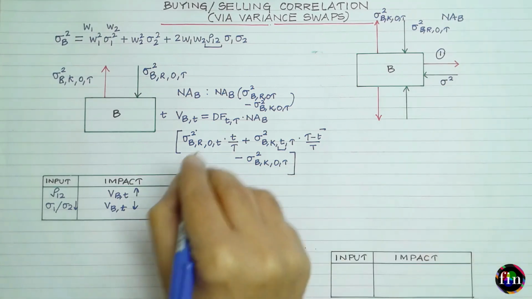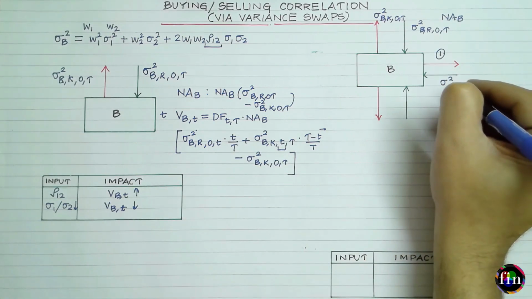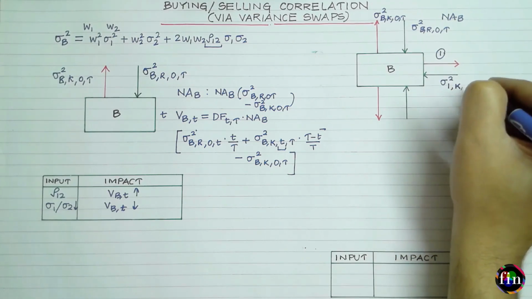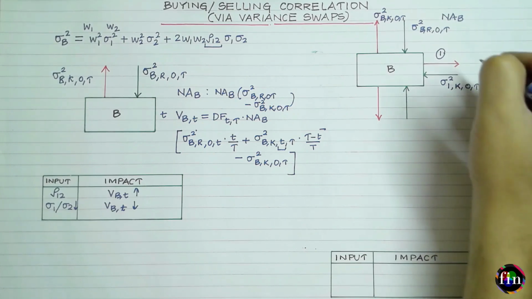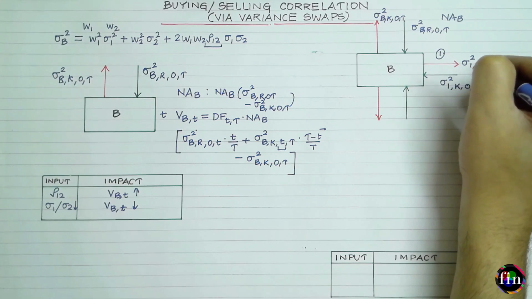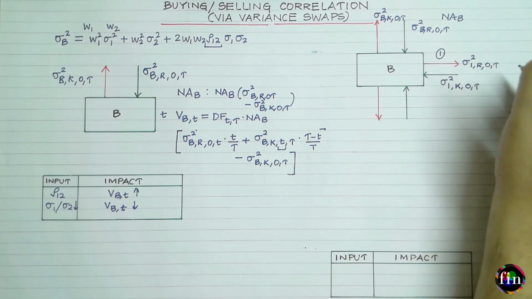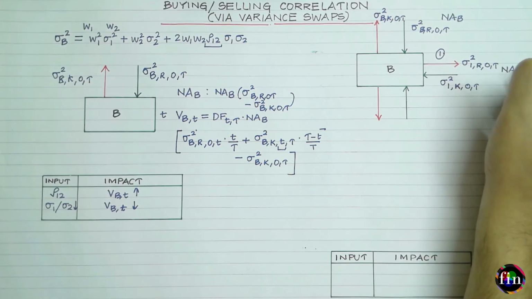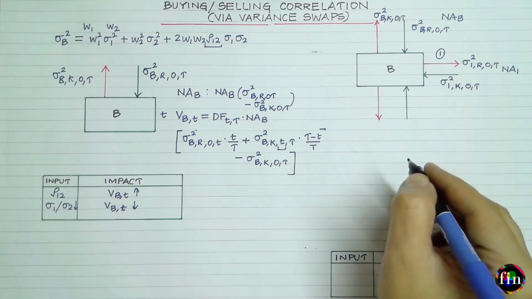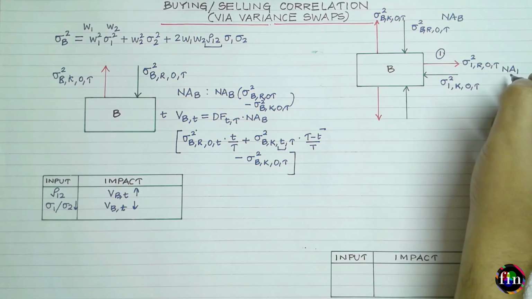Let me carry on with the same nomenclature. It will be variance of 1. I will be receiving fixed. That means fixed from 0 to t. I'll be paying the realized. That means sigma squared of 1 realized from 0 to t. Let me do this trade in a notional NA1. I'll quickly tell you what this NA1 is. At this stage, just note that it is some notional NA1.